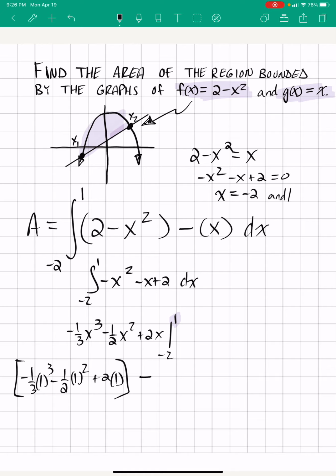Now I'm going to use negative 2. Follow the same setup. I've got my negative 1/3, negative 2 cubed minus 1/2 of negative 2 squared plus 2 times negative 2. All right, we are all set, and now you just need to check your work. So if you evaluate this correctly, you will end up with the value of 9/10.